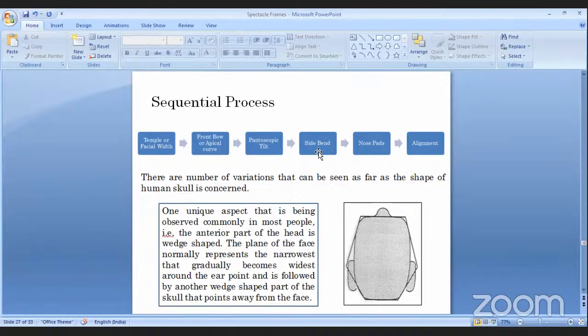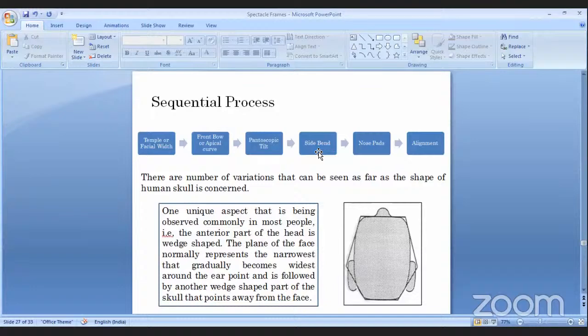Then you should check the frontal bow, or the apical curve, or panoramic angle. All these three mean the same thing. So first you are checking the temple width and then you are checking the frontal bow. Now with these two fittings checked, you complete the horizontal fitting of the spectacle frame on the wearer's face.